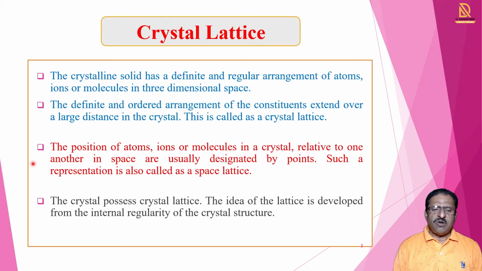The positions of atoms, ions or molecules in a crystal relative to one another in space are usually designated by points, and such a representation is also called a space lattice. A crystal possesses a crystal lattice. The idea of lattice is developed from the internal regularity of that crystal structure.